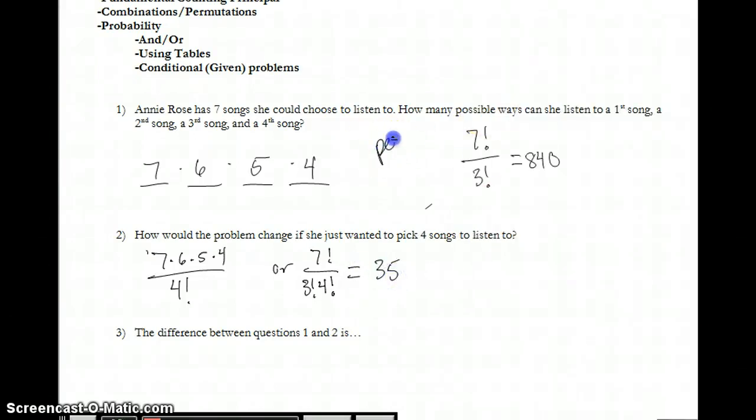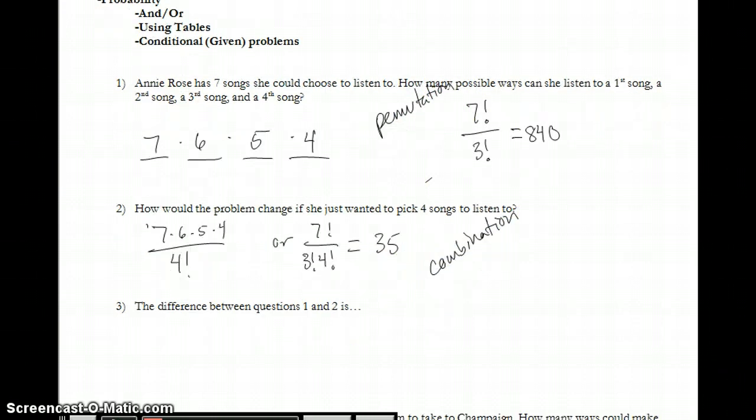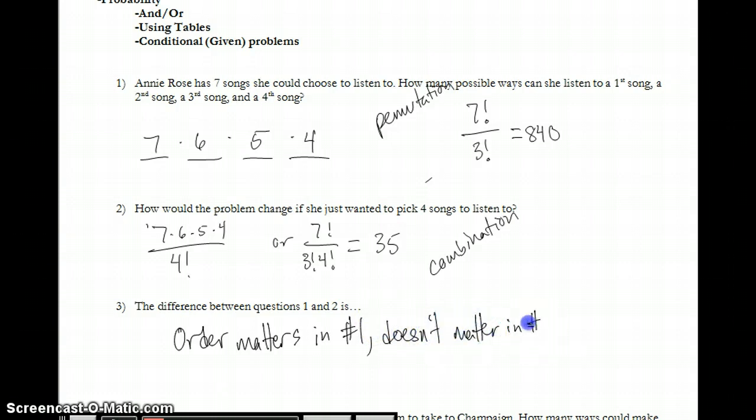So this is a permutation in question 1. And this is a combination in question 2, based on the fact that we want or don't want order. And again, the difference is that order matters in number 1, and doesn't matter in question 2.